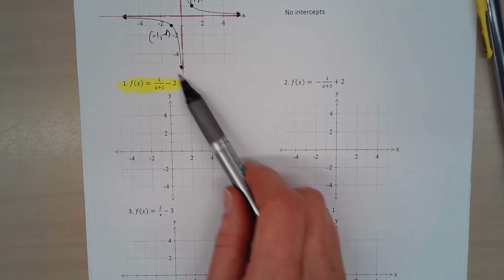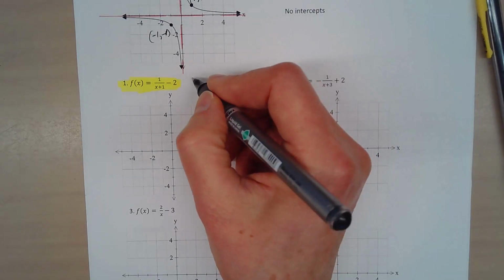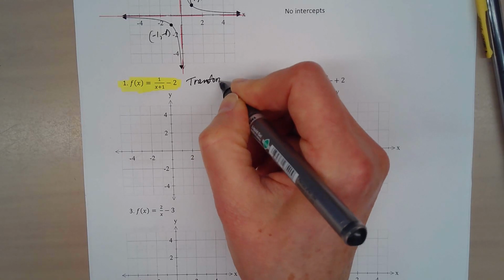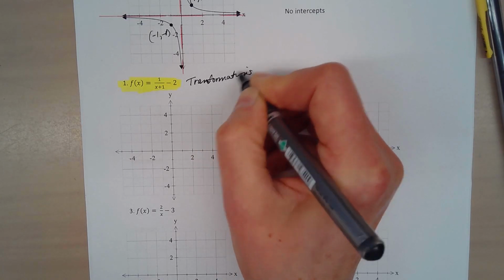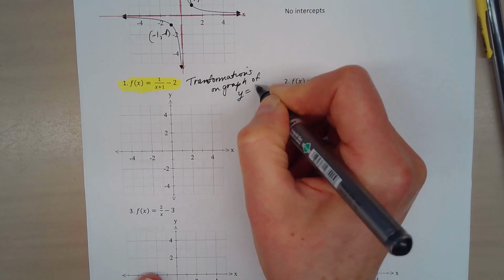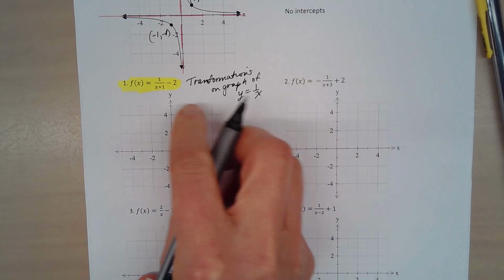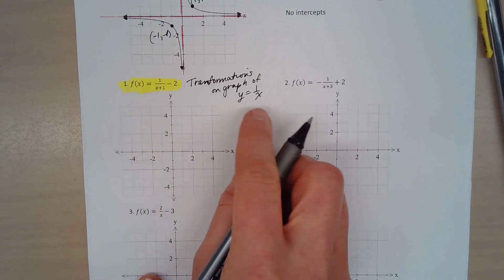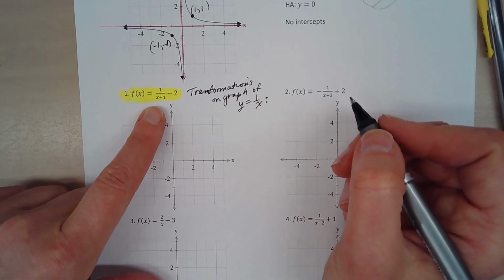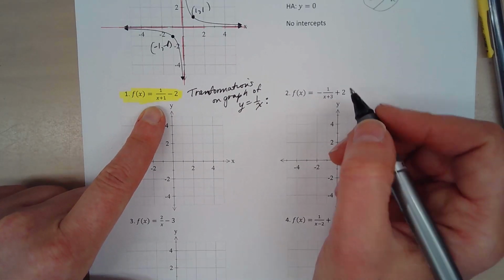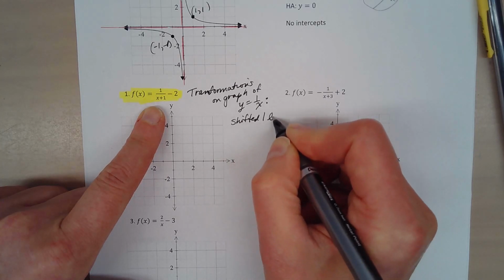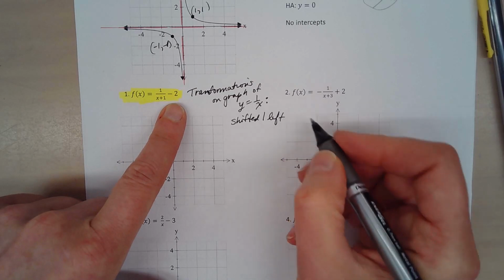So what would you do here? What do you recognize that the transformations are on the graph of y equals 1 over x? This is my parent graph. What do your eyes make of the transformations from here to here? What do you see? What does that plus 1 attached to the x mean to you? Shifted 1 left, and what does the minus 2 do?